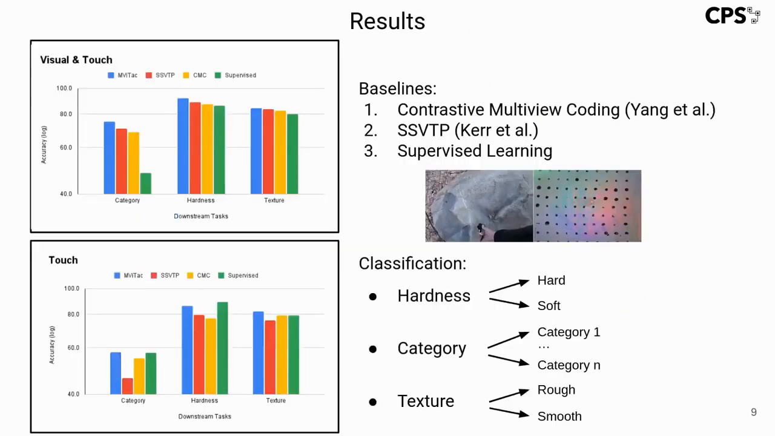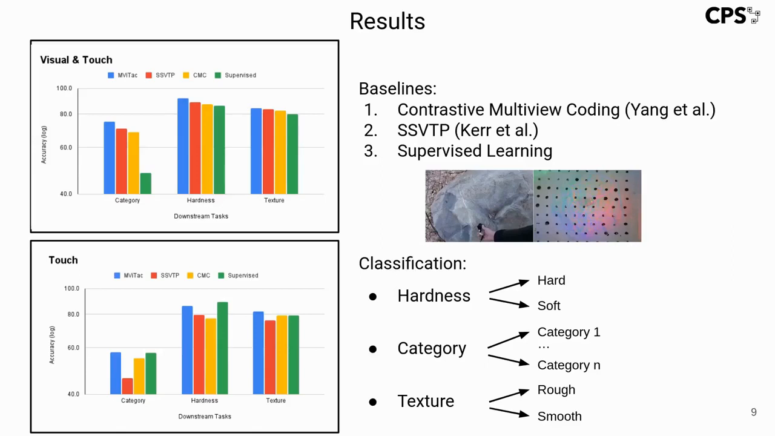In our study, we benchmark our model against 3 distinct baseline approaches. The first was mentioned in the Touch and Go paper, employing contrastive multi-view coding. The second was developed by Kerr et al., a self-supervised visual-tactile pre-training approach. The third involves traditional supervised learning, where all the available labels are utilized for training.